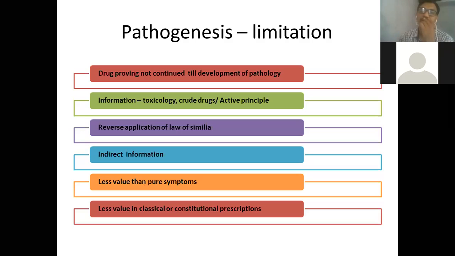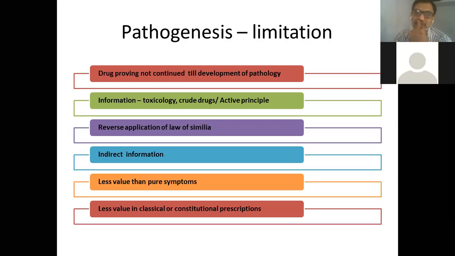So, so far we have understood the meaning of pathogenesis, its correlation with the evolution of homeopathic materia medica, and the limitations of the term, or limitations of the information mentioned under this terminology in the homeopathic materia medica. Then obviously the question comes: if there are so many limitations of this term, why is it mentioned in our materia medica?